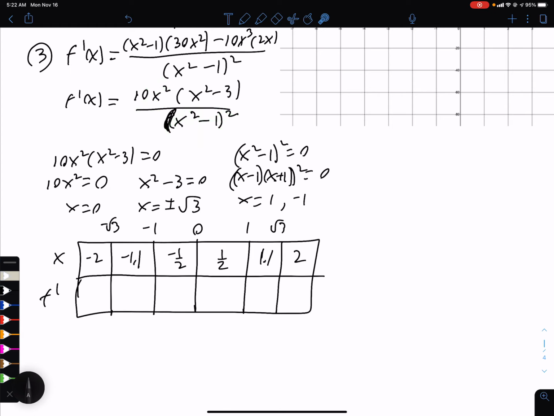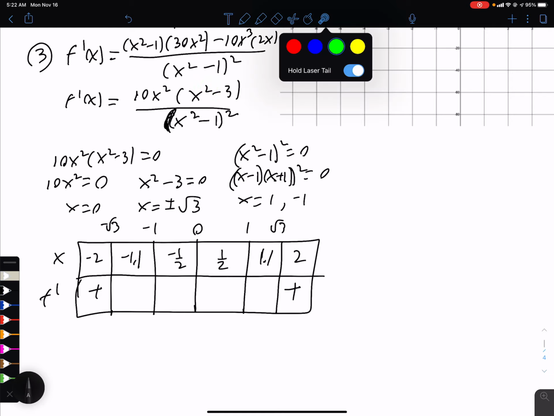So that's not going to make any difference, okay? So all we have to look at is this to determine if the derivative is positive or negative. Okay, plug in negative 2. Negative 2 squared is 4. 4 minus 3 is positive. So it's going to be positive there and positive there. Because it's being squared, it doesn't matter if I put a negative or positive. Make our life easier again.